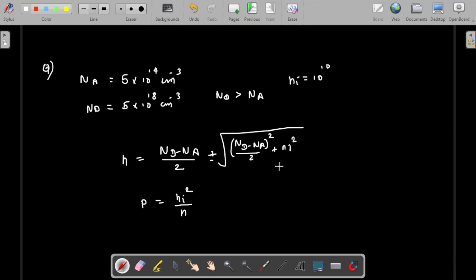Please try to substitute all this and follow, and try to give the answer. Please post the answer in the comment section. This is the first method. In the second method, we can directly take an approximation that N will be equal to Nd minus Na. In this case, just subtract both and some answer will come. Then please substitute that answer in Ni square divided by N.